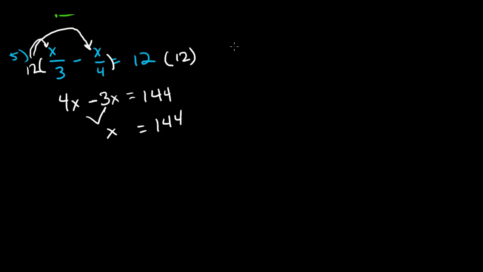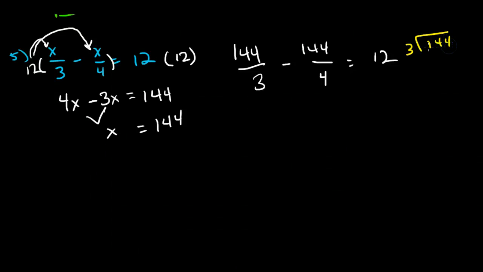If x is 144, then 144 divided by 3 minus 144 divided by 4 should equal 12. Well, what's 144 divided by 3? You might want to use your calculator, but I like the challenge of doing long division. 3 goes into 14 4 times. 4 times 3 is 12. Subtract those, I got 2. Bring down the 4, and 24 divided by 3 is 8. That gives me a 0 remainder. So this number here is just 48.